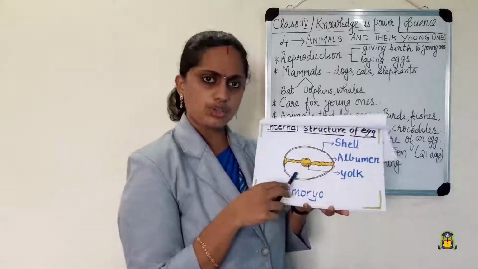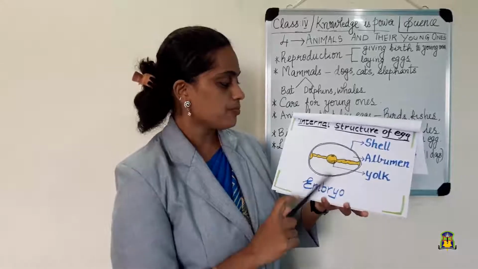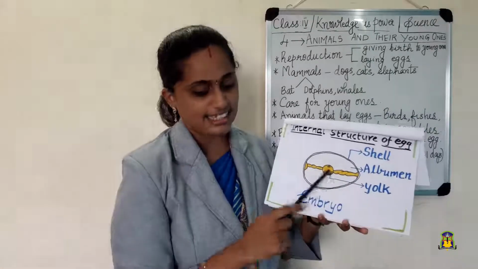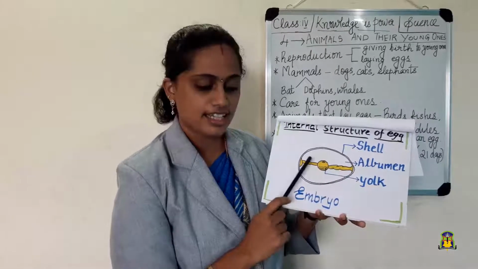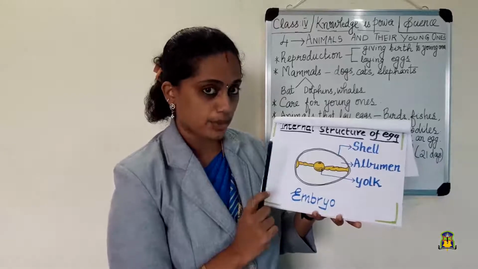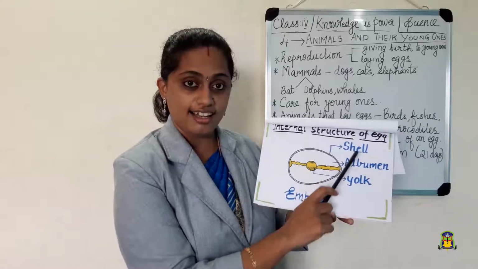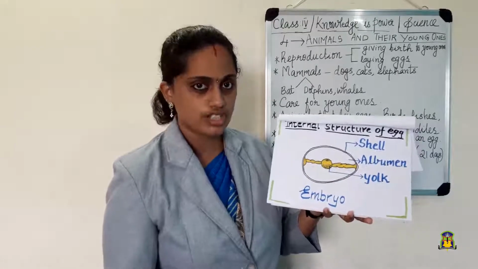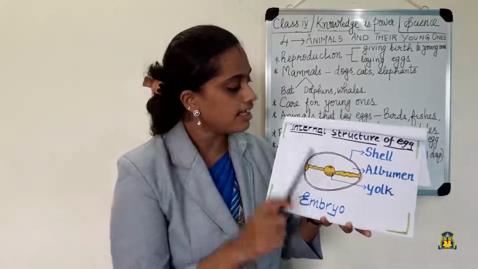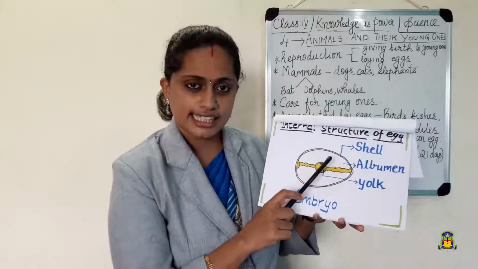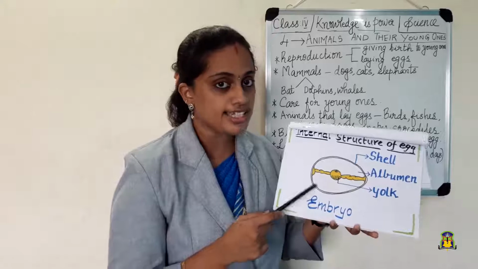Did you all study how to draw this internal structure of an egg? You studied? Okay, let us see. What is the first thing? Yes, they will be having a hard but thin protective cover. What is that thin protective covering called? It is called the eggshell. Each egg has a hard but thin protective covering. That is called the eggshell.